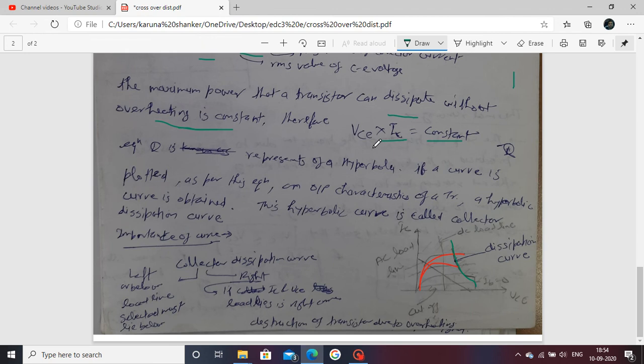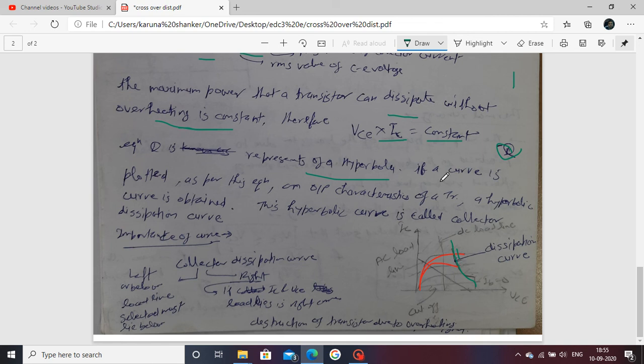Now we call this equation number 1, and by this equation we plot the curve. When we plot it, the curve takes the form of a hyperbola. This shows the hyperbola form, plotted in IC and VCE. After seeing this plot, we observe some importance of this curve.